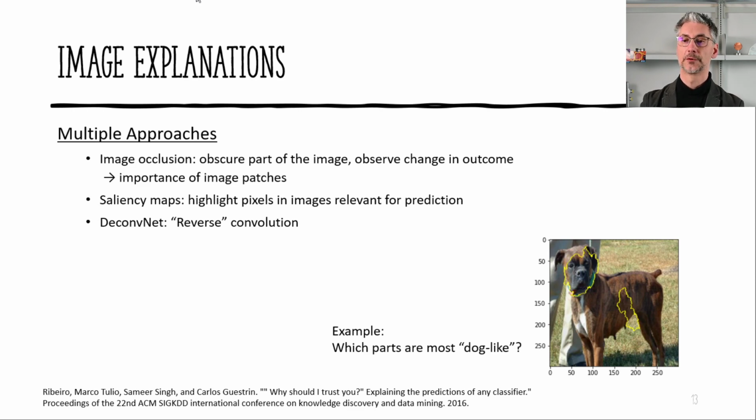We can use this, for example, for image explanations. We have there multiple approaches. We can use image occlusion. This is pretty much resemblant to feature permutation importance, where we obscure parts of the image and observe the change in the outcomes. We can have saliency maps and highlight pixels that are relevant for the predictions, or we can reverse the convolution in neural networks. Or we can build these surrogate models and say which parts of an image are most dog-like and build locally explainable models.